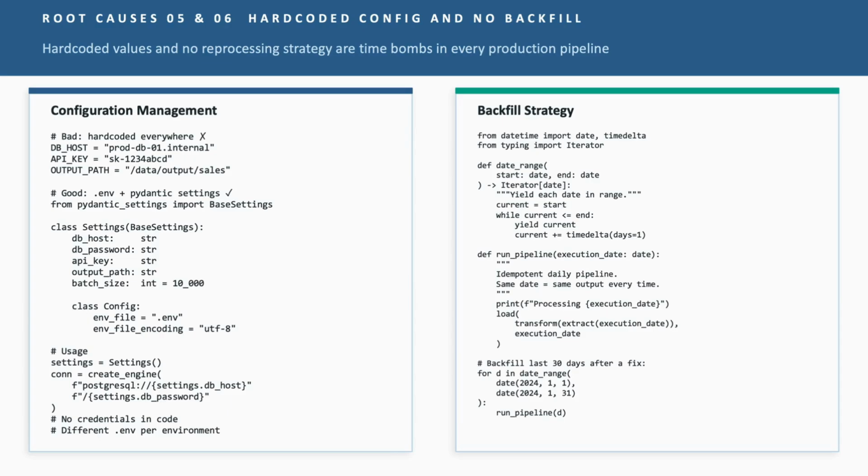The fix for backfill is simple but requires designing it up front. Every pipeline must accept an execution date parameter. The extract, transform, and load must all be parameterized by the date, and the job must be idempotent, because backfill means running it again. So the right panel here shows the pattern. A date range generator yields every date between start and end. Run pipeline accepts an execution date. To backfill the entire month of January, it's a single for loop. This is also how Airflow works under the hood. Every DAG run has an execution date. Every task should be parameterized by it.